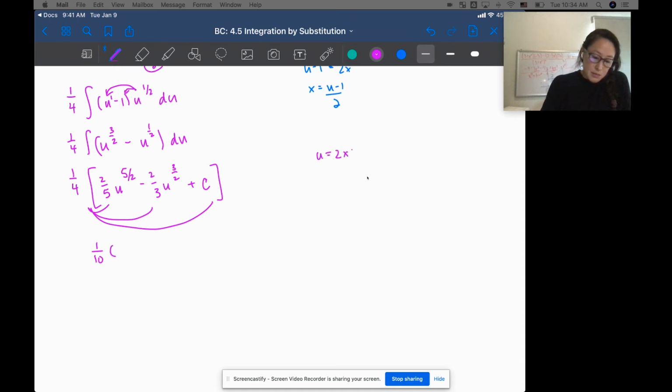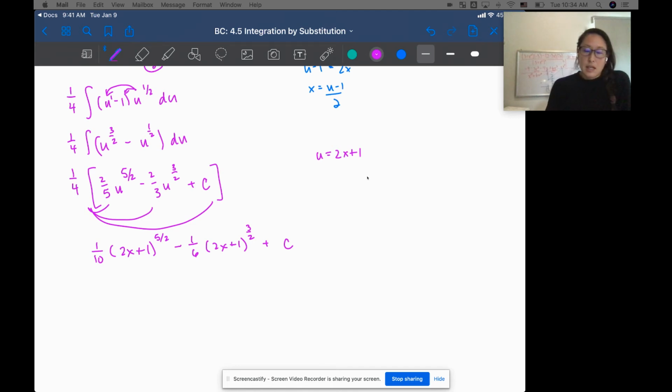u is equal to 2x plus 1. I'll just write it here. So 2x plus 1 to the 5/2 minus 2/12, which is 1/6, times 2x plus 1 to the 3/2 plus c.